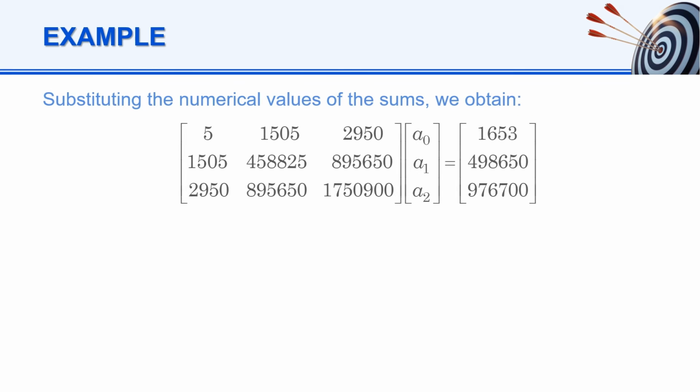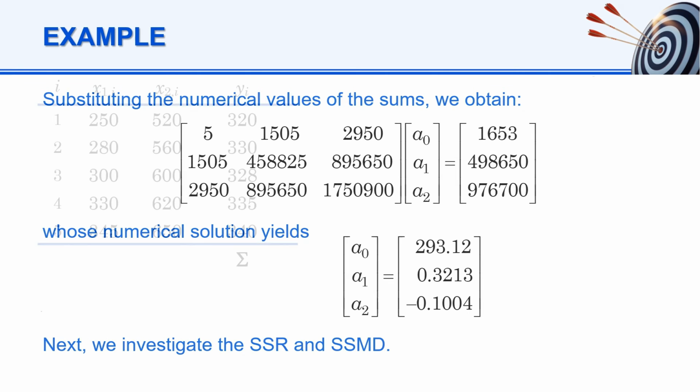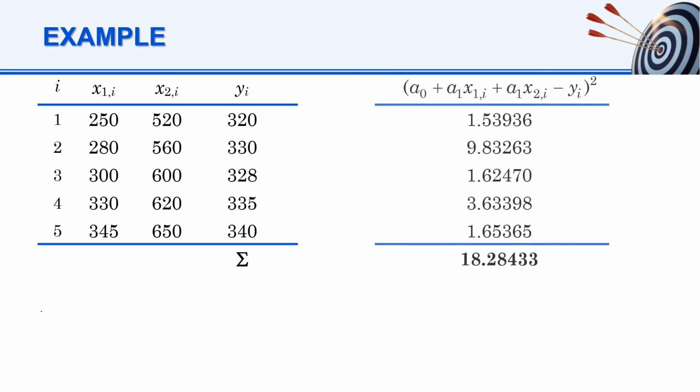Substituting the numerical values of the sums, we obtain the following matrix equation, whose numerical solution yields the following. Next, we investigate the SSR and SSMD. To do this, we calculate the squares of the mean deviation and the residuals and tabulate them. The column sums give the sum of the squares of the mean deviation and the sum of the squares of the residuals. We obtain these quantities as follows.